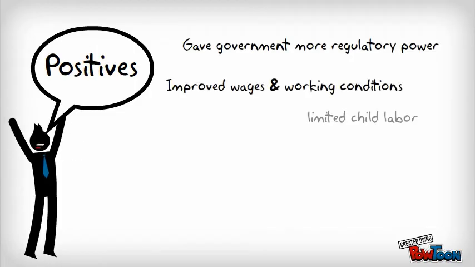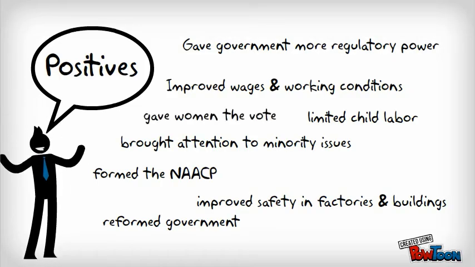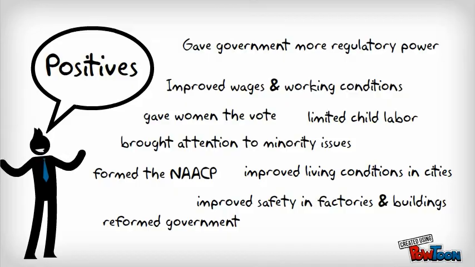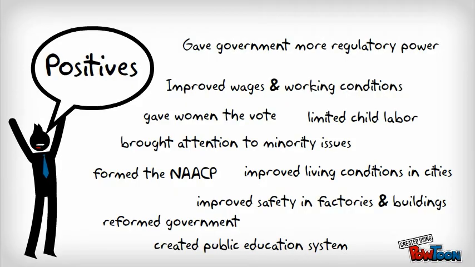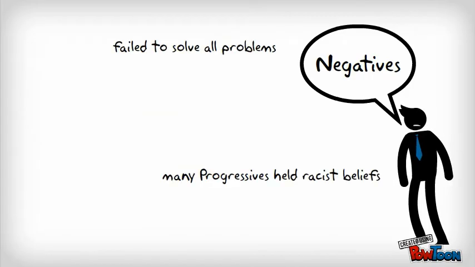So what are some positive things we're going to learn about? The government became more powerful as far as regulating businesses and improving and helping the working class people. The wages went up, working conditions got better, women are going to get the right to vote, living conditions are going to improve, and public education is also something that's going to happen as well.